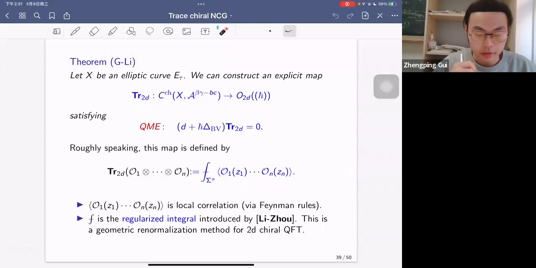So our main theorem is that if X is an elliptic curve, we can construct an explicit map from the chiral chain complex to this BV algebra, satisfying the quantum master equation. Roughly speaking, this trace map is some kind of integration of the usual physical correlation functions. The usual physical correlation function looks as follows, and may have some poles. So the naive integration does not make sense. So we use the regularized integrals introduced by Li and Zhou. It's a kind of generalized version of the principal value.